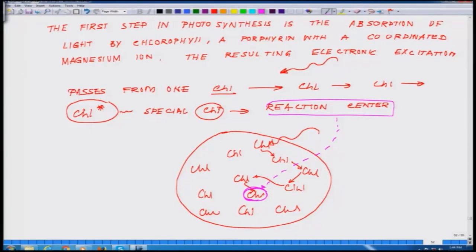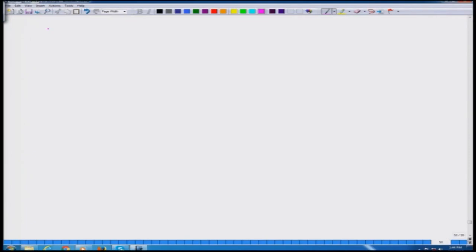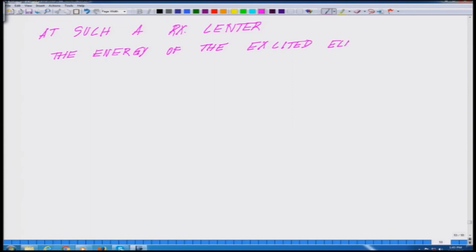Okay, so reaction center, and at such a reaction center, there is something essentially happening. Rx is the reaction center. At such a reaction center, what is happening is the energy of the excited electron is converted, and be careful at this point, converted into a separation of charge. Separation of charge.